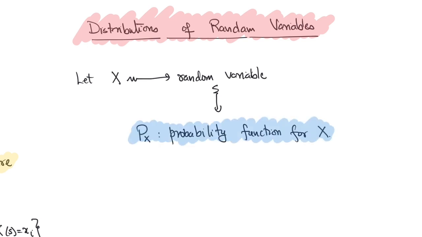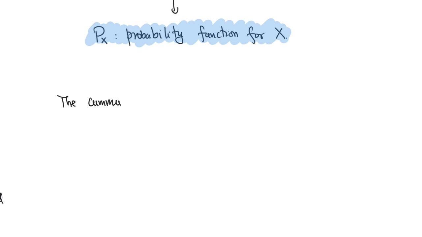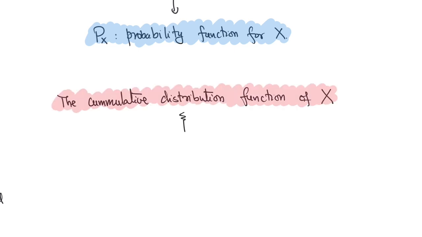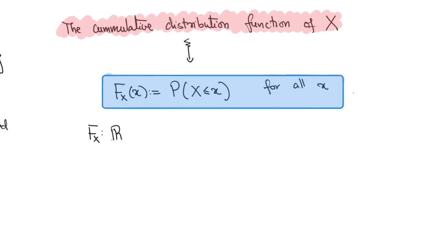In this setting, the cumulative distribution function of X is going to be a function F_X, and it is calculated by computing the probability P of the event X less than or equal to small x. We write it down precisely as follows.